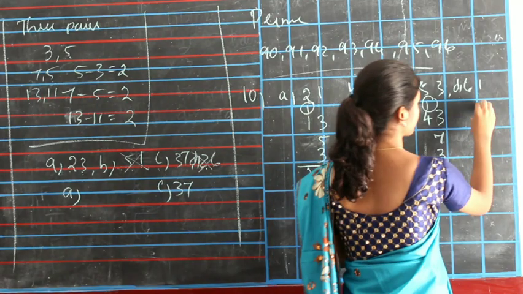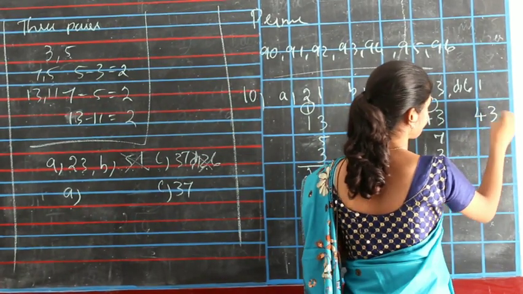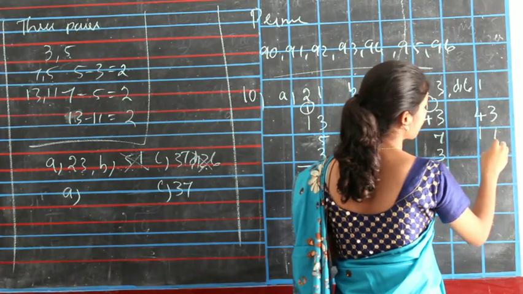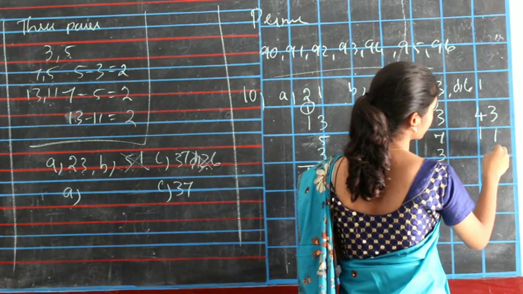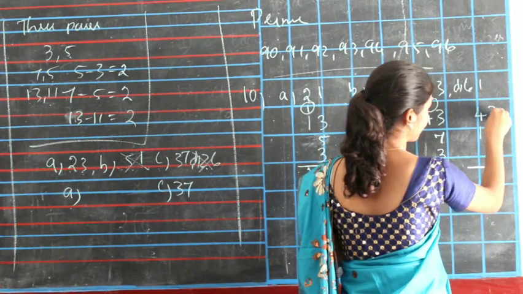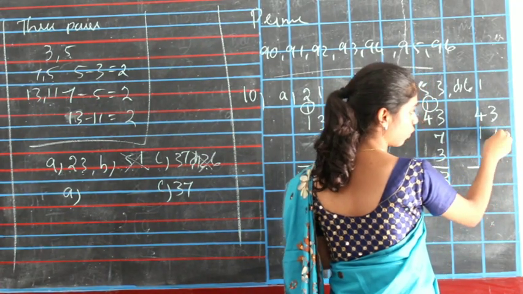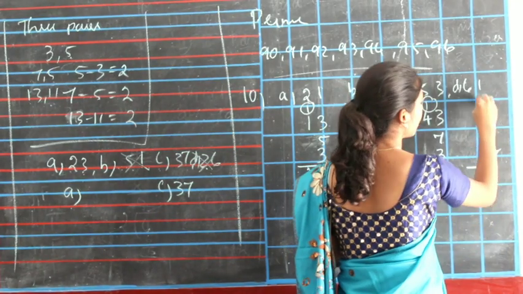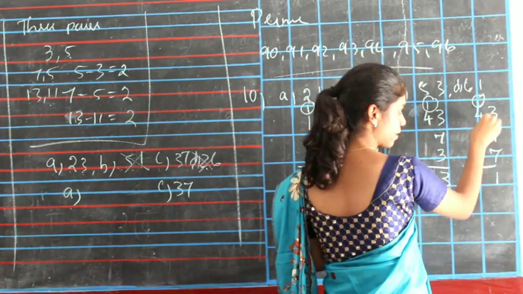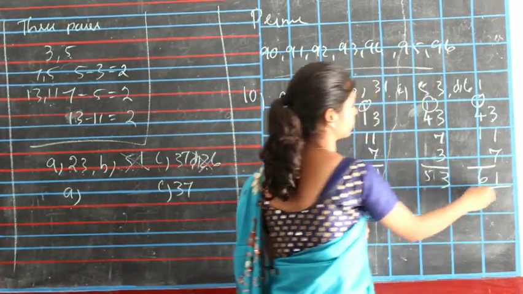So last one, 61: 43 and 11 and 7. So 7, 3 plus 1 will be 4, 4 plus 7 will be 11, 1 remainder, and 1 plus 4 will be 5, 5 plus 1 will be 6.